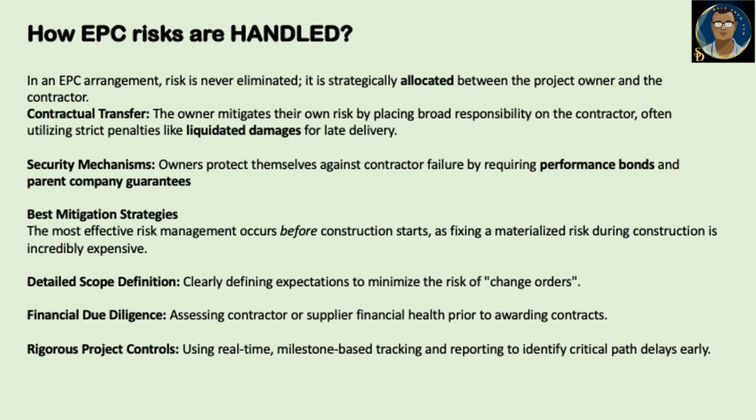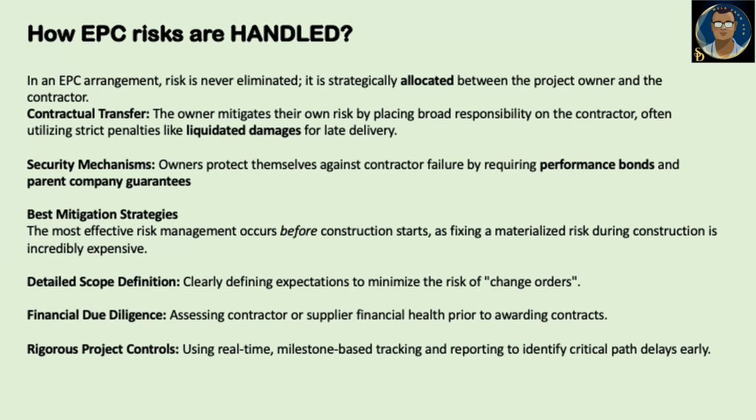Like contractual transfer, the owner mitigates their own risk by placing broad responsibility on the contractor, often utilizing strict penalties like liquidated damages for late delivery. Security mechanism: owners protect themselves against contractor failure by requiring performance bonds and parent company guarantees.